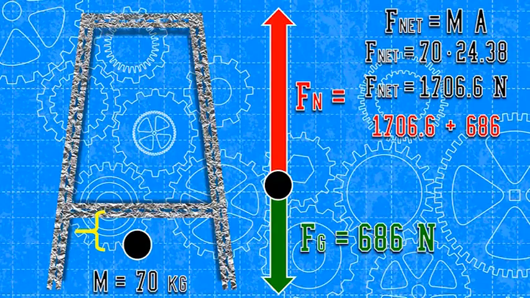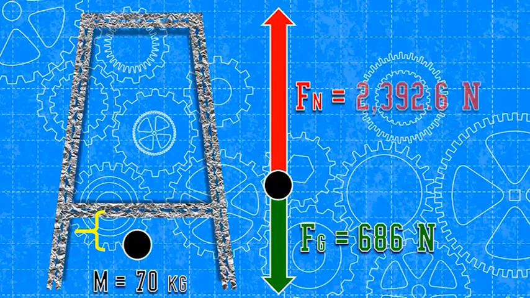That's why we have to add gravity's force plus the net force. That means the normal force has to apply 2,392.6 newtons in an upward direction, or the person who fell off the tower is going to go straight through and sue the theme park.